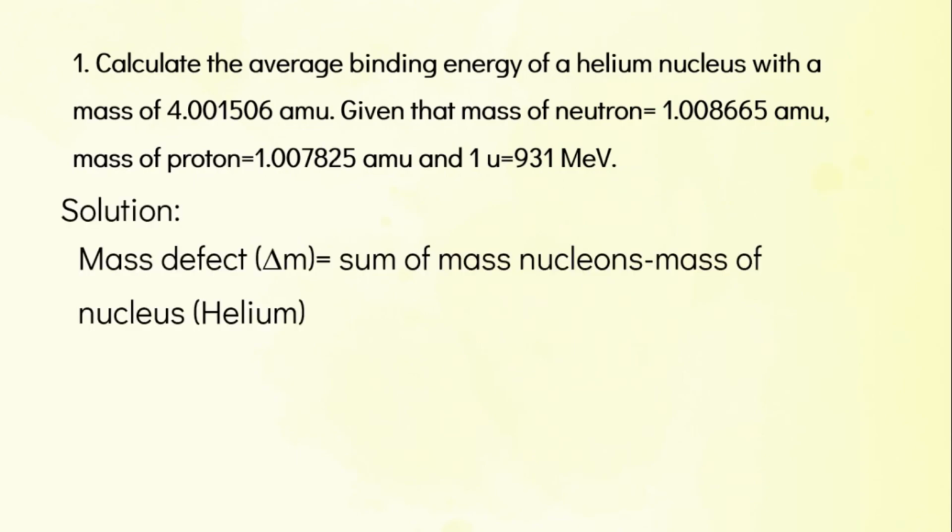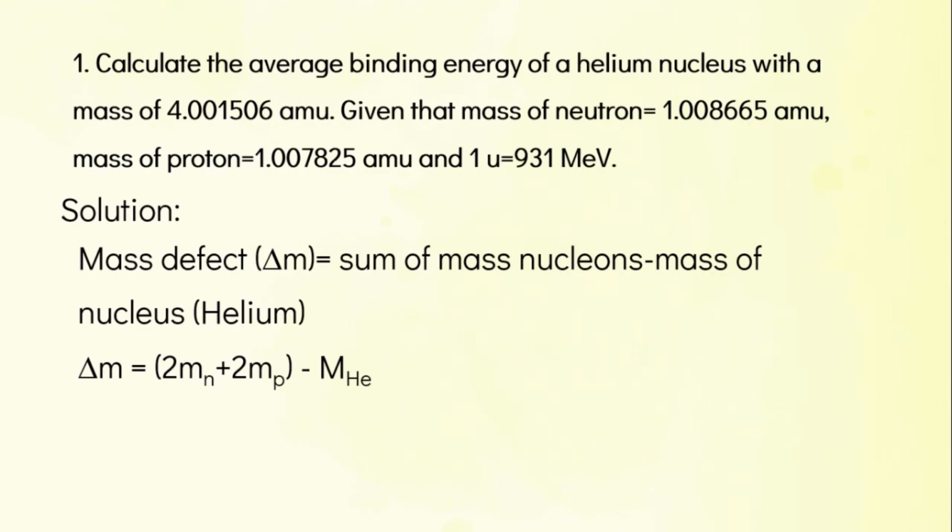defect. So therefore the equation is given: mass defect delta M is equal to sum of the mass of nucleons, that means constituent particles of a nucleus, they are proton and neutron, then subtracted by mass of the nucleus. Here it is helium, so we have to subtract the mass of the helium nucleus from the sum of the mass of nucleons. So this is the simplified version of the equation.